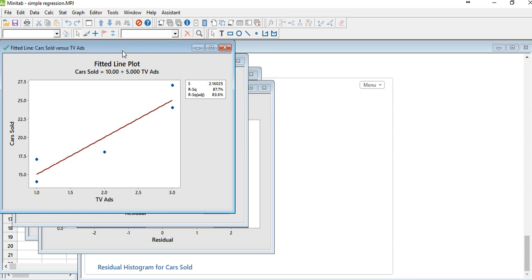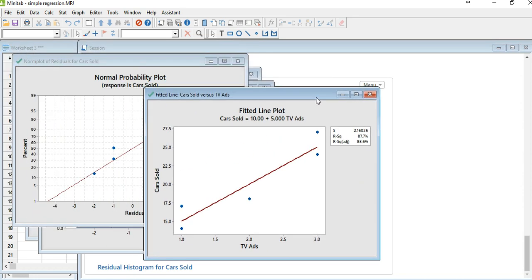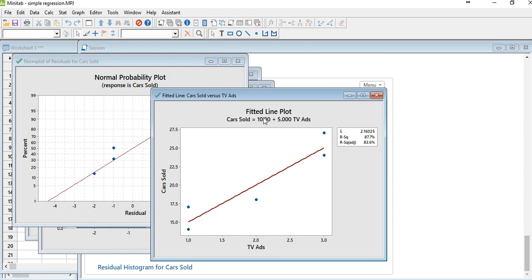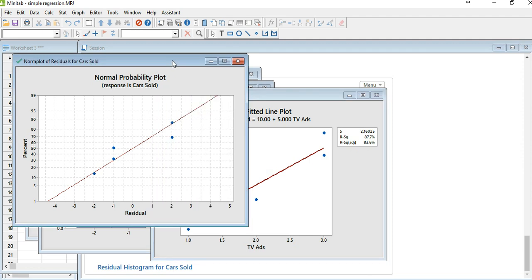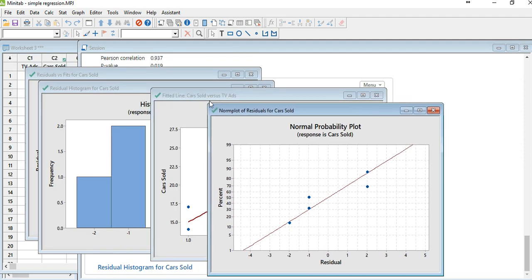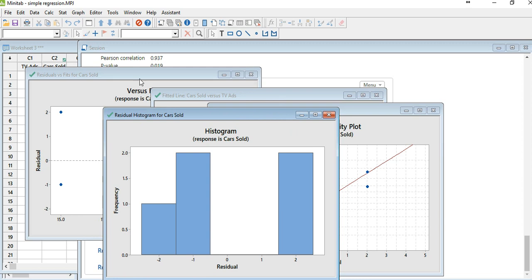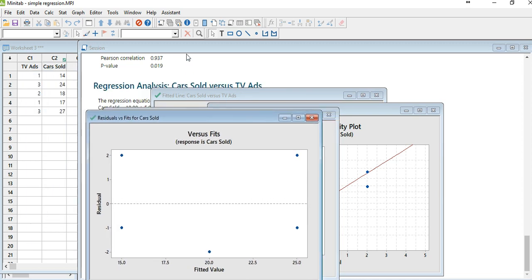Right, so the fitted line graph tells you the linear regression equation. So cars sold equals 10 plus 5 times the number of TV ads, right? And the R square here is 87.7%, which is pretty good. It's called the coefficient of determination. Okay, so we prefer a large number, close to 1. And you can also look at the normal probability plot, histogram, and also the residuals.